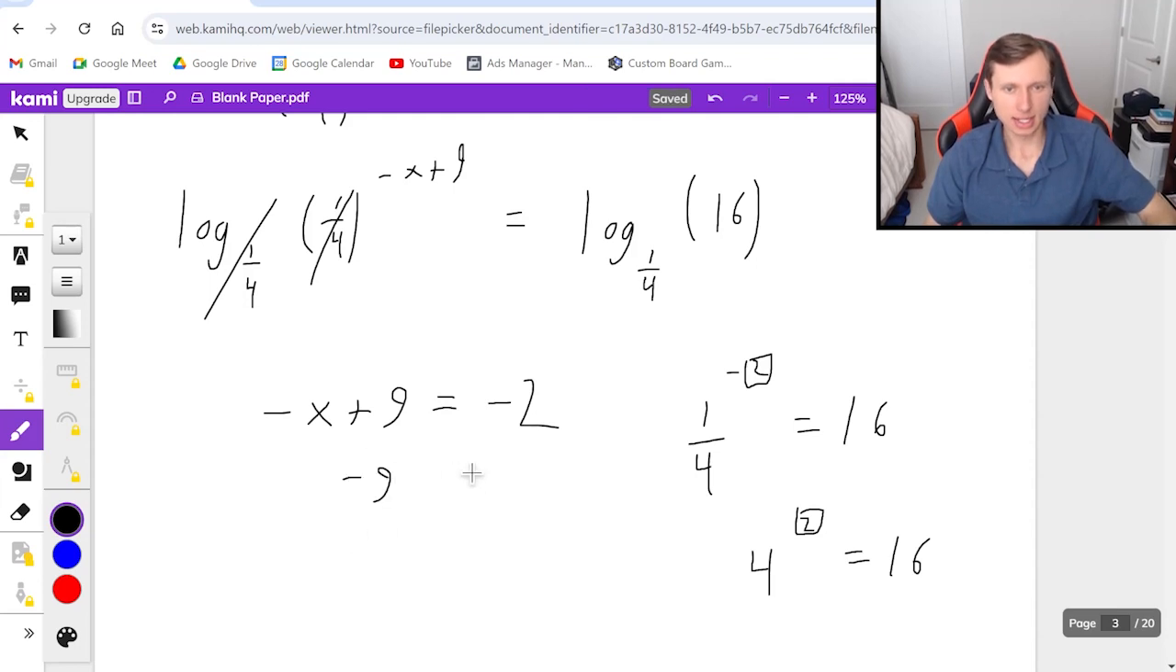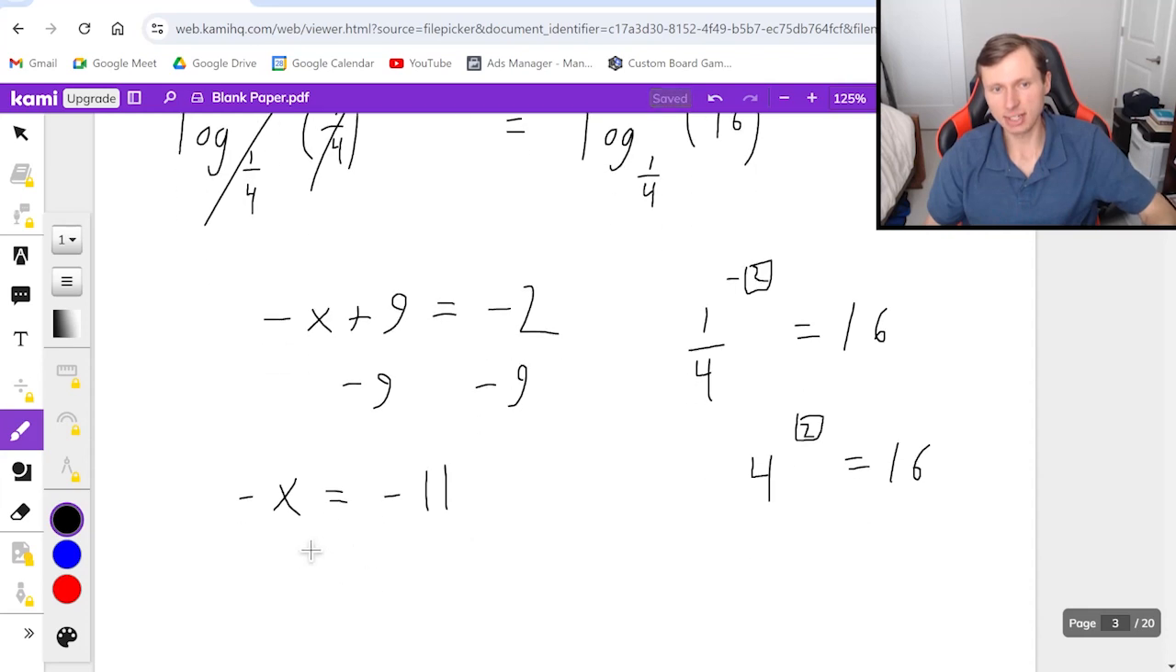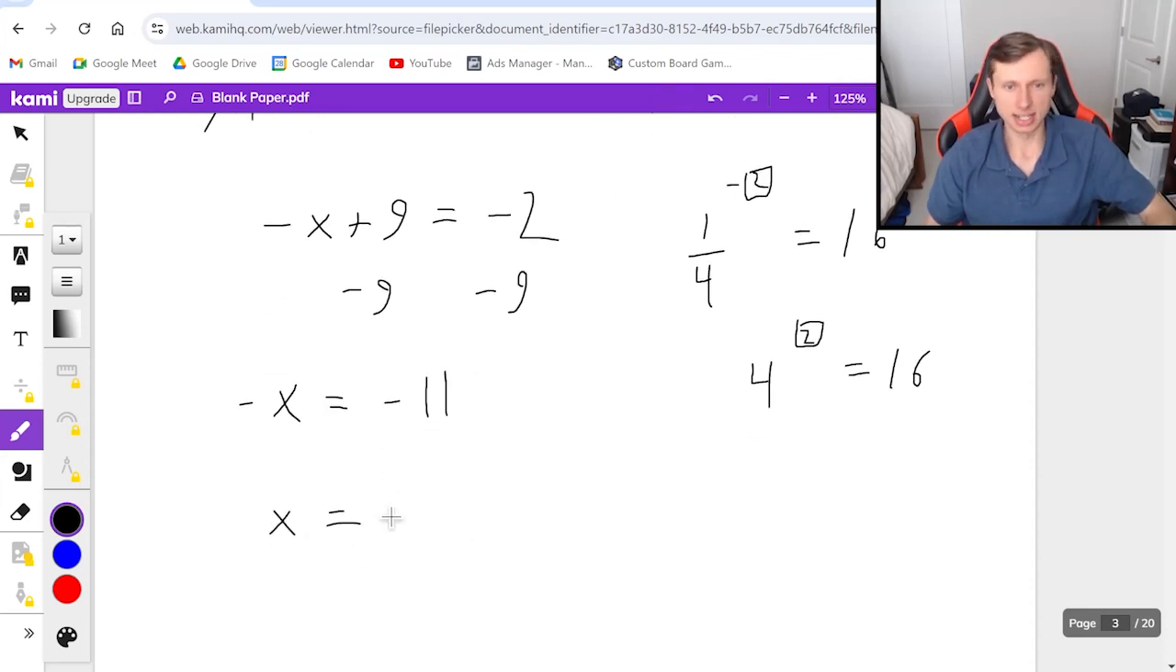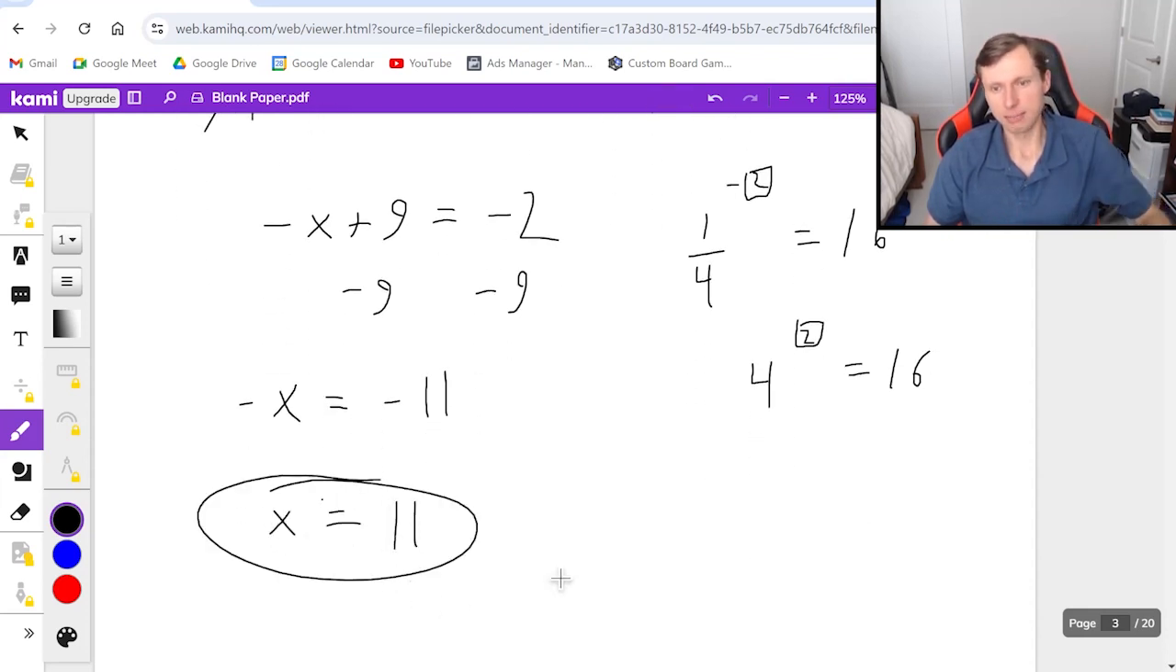Then I subtract 9 from both sides, so -x equals -11, and then just divide out the negative sign. You'll get x equals +11, final answer. And that's it. That's all the questions I had to look at today.